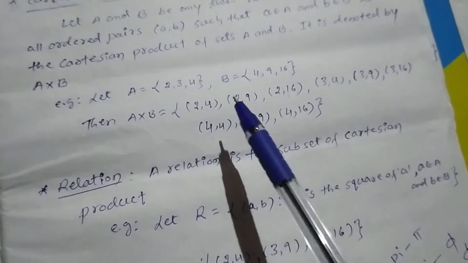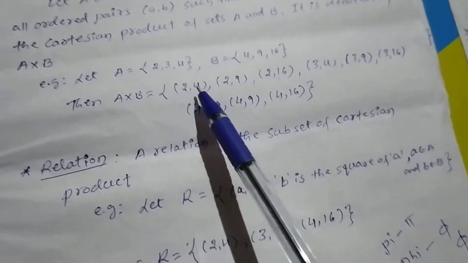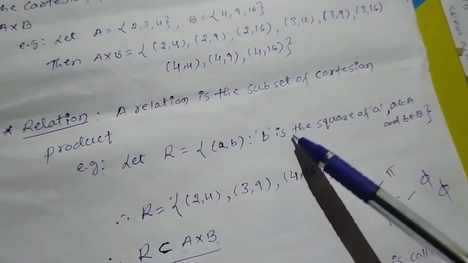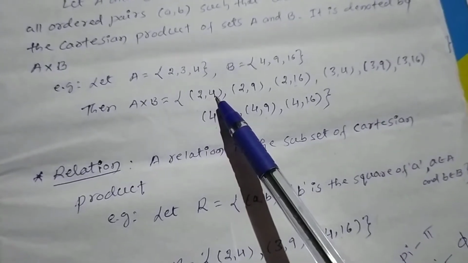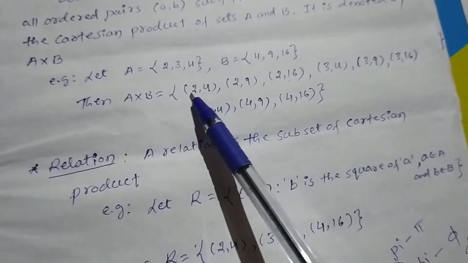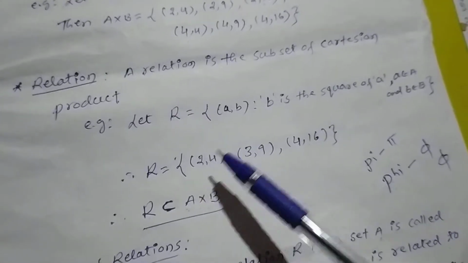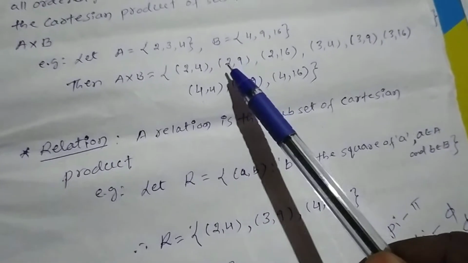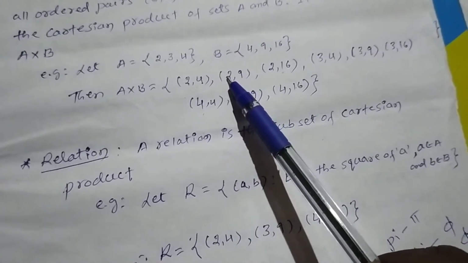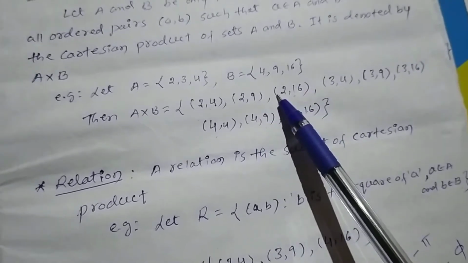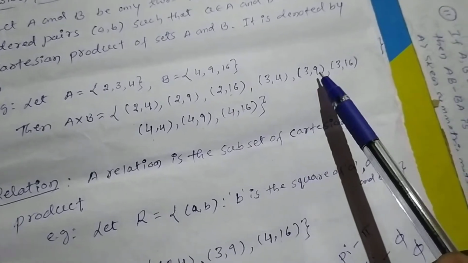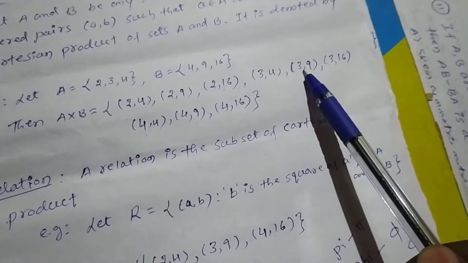So find out which pair obeys the condition here, b is the square of a. So here b is 4, a is 2. So 4 is the square of 2. Hence it obeys the condition. Hence we have to write here (2, 4). Similarly (2, 9), it does not obey because 9 is not the square of 2. 16 is not the square of 2. Similarly 4 is not the square of 3. But here 9 is the square of 3. Hence it obeys the condition.